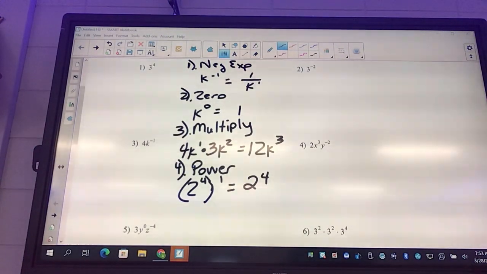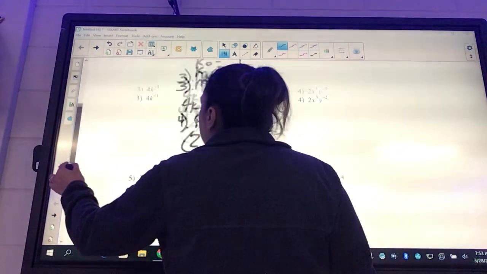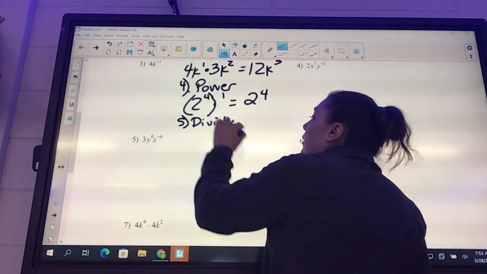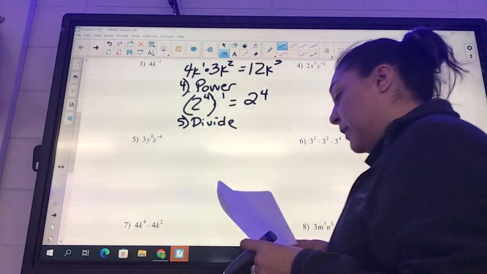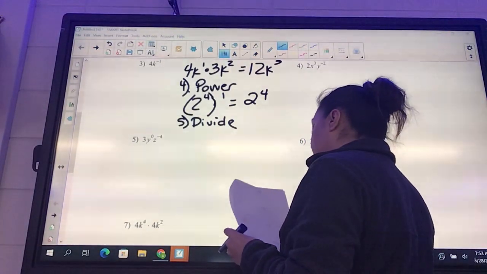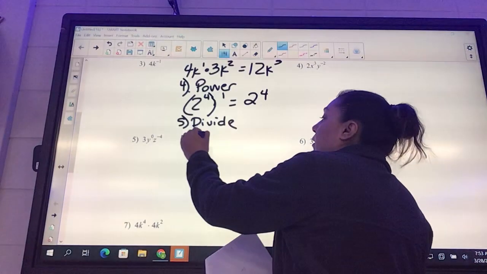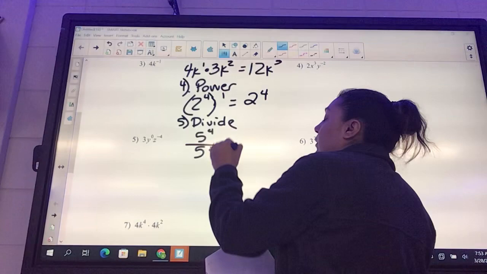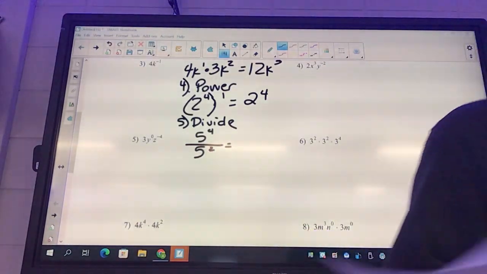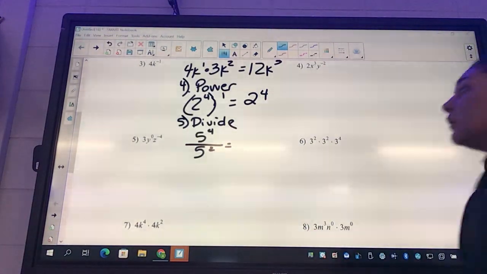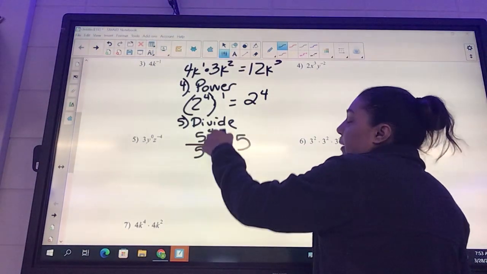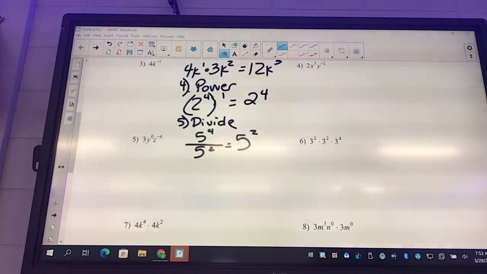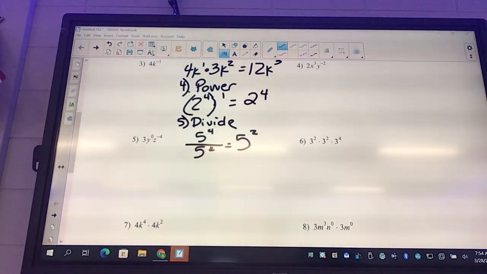And then lastly, we have a division rule. That might be something like 5 to the 4 over 5 to the 2. What do you do with that? You subtract them, the top minus the bottom. So 4 minus 2 is going to be 2. Those are all of our exponent rules.